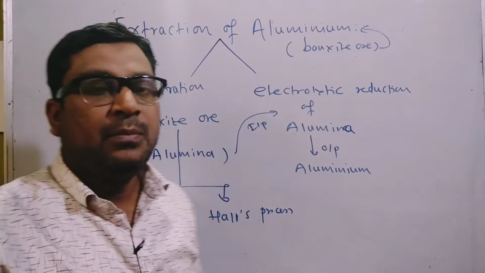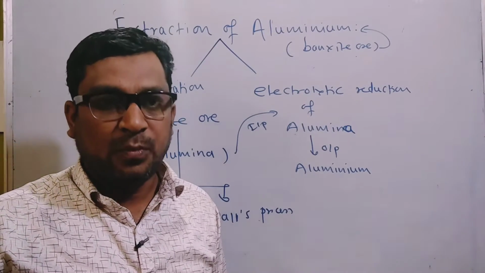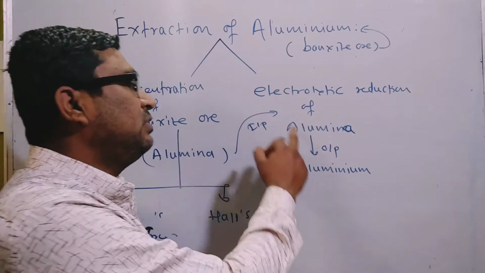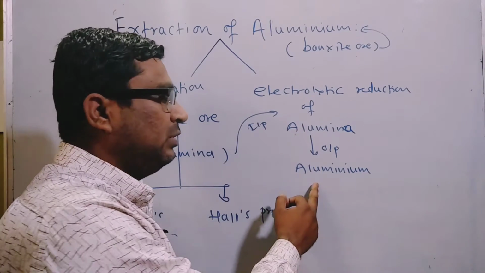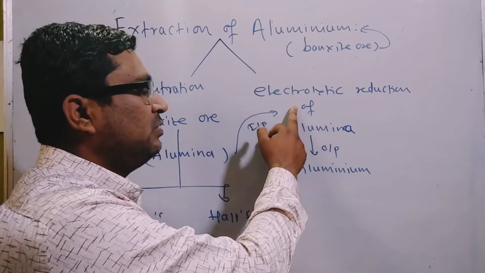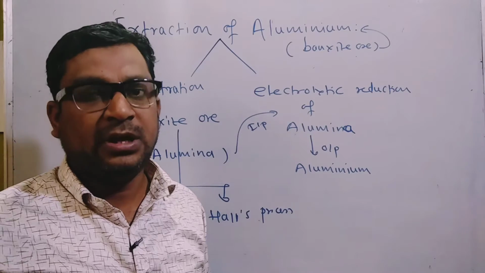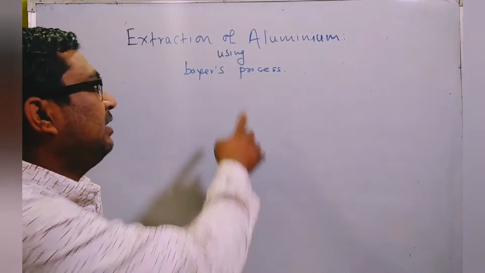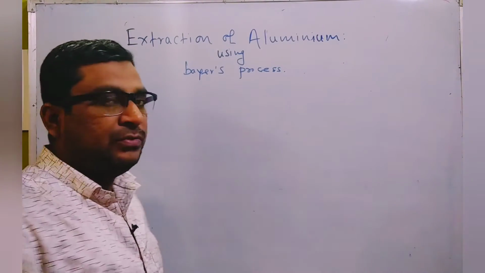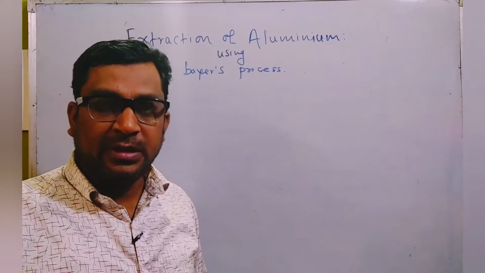Using Bayer's process we extract alumina from its bauxite ore. Finally, this alumina is turned into aluminium using the second stage, called electrolytic reduction. So we extract the aluminium from its ore using the first process, Bayer's process, and regarding Hall's process, we will upload it in the next video.